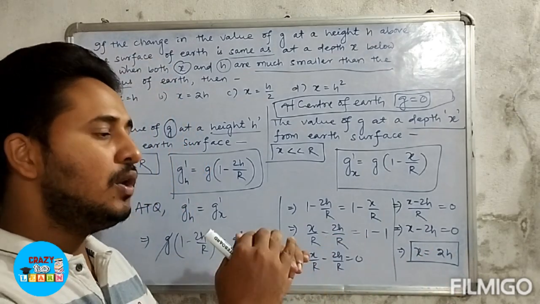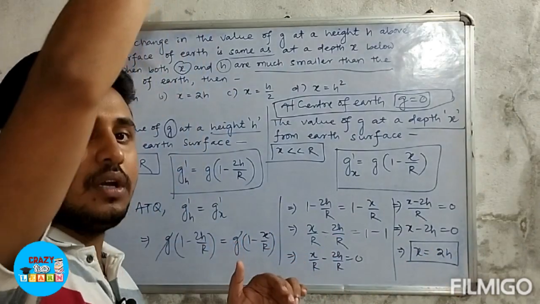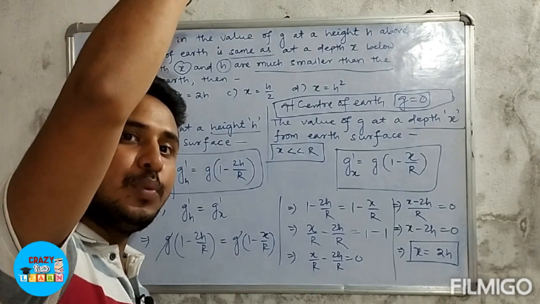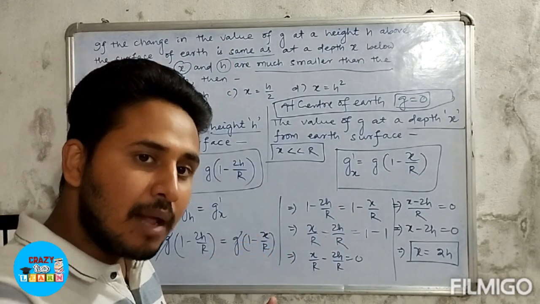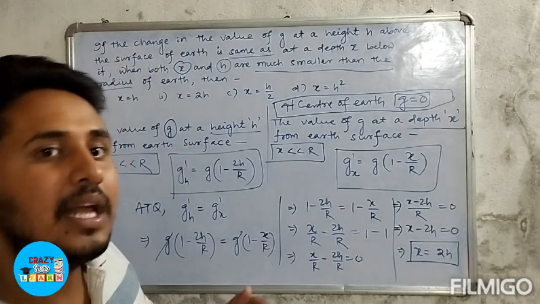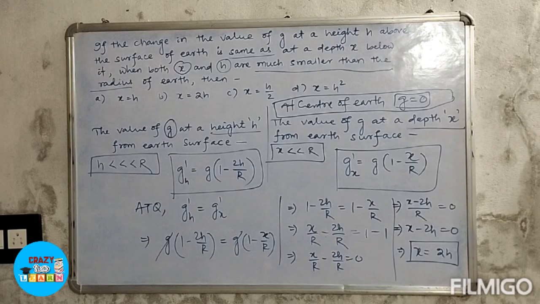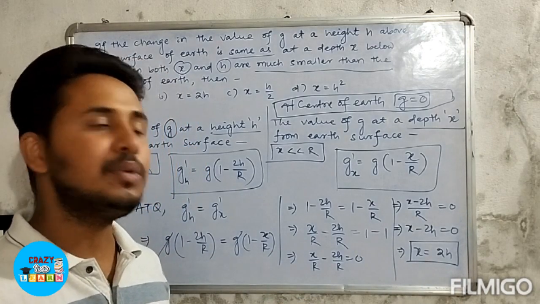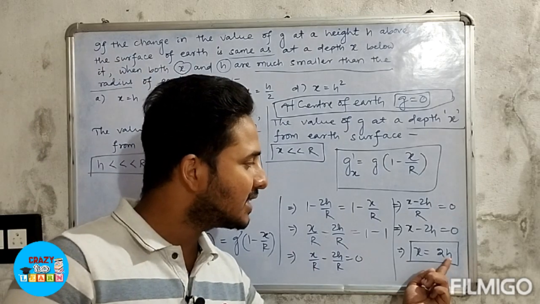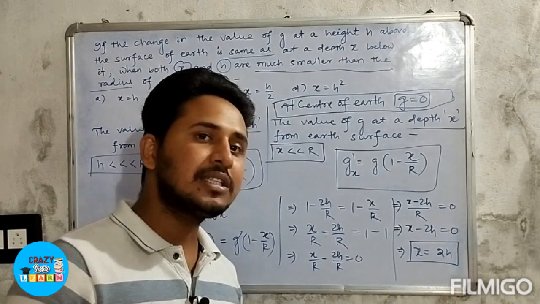That means at a height of 1 kilometer, whatever small g value we get, when you move to a depth of 2 kilometers, we will get the same g value. Okay, clear? What is the relation? You clear? x is equal to 2h. That means what is the meaning of it? If you put 1 in the place of h, what value of x will you get?